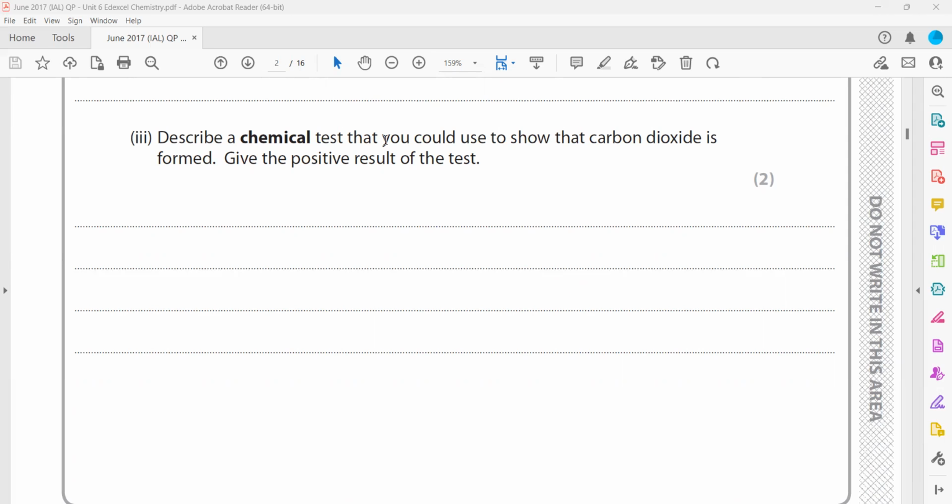Describe a chemical test that you could use to show that carbon dioxide is formed and give a positive result. So we pass the gas through lime water, and it will turn cloudy or milky.